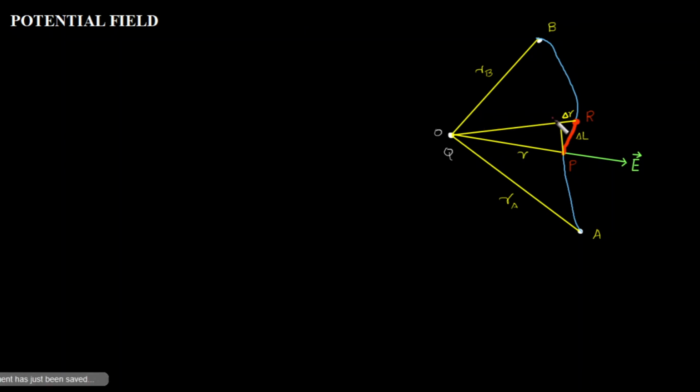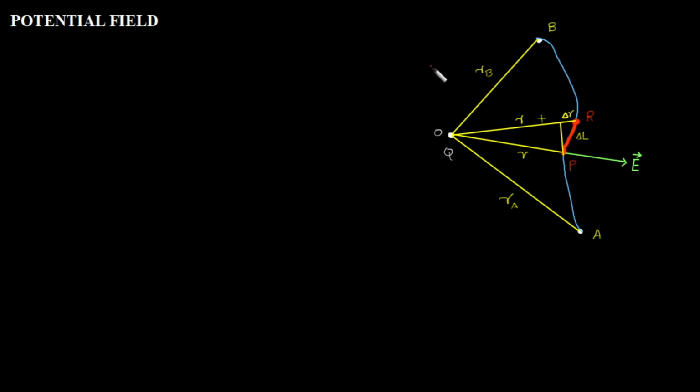So this will be R, this will be delta R. So the total distance will be R plus delta R. So the total distance from O to R is R plus delta R, and this is R. This is just to understand the geometry, okay, nothing more. We have not yet started to write the expressions.